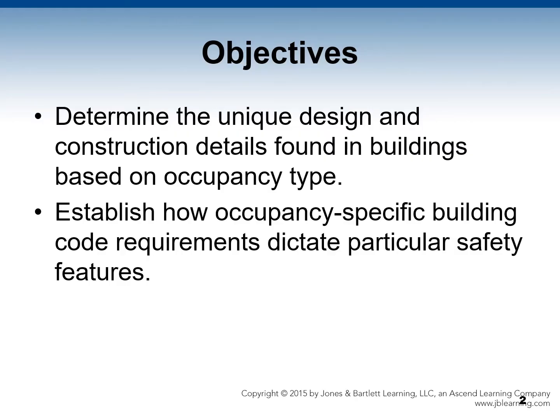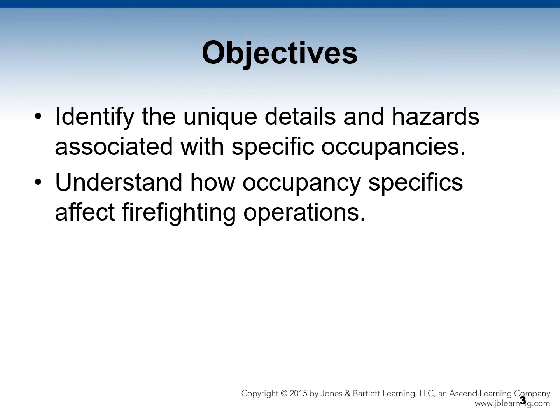The objectives we're going to cover in this chapter are that we will determine the unique design and construction details found in buildings based on occupancy type. We will establish how occupancy-specific building code requirements dictate particular safety features. We will identify the unique details and hazards associated with specific occupancies and understand how occupancy specifics affect firefighting operations.